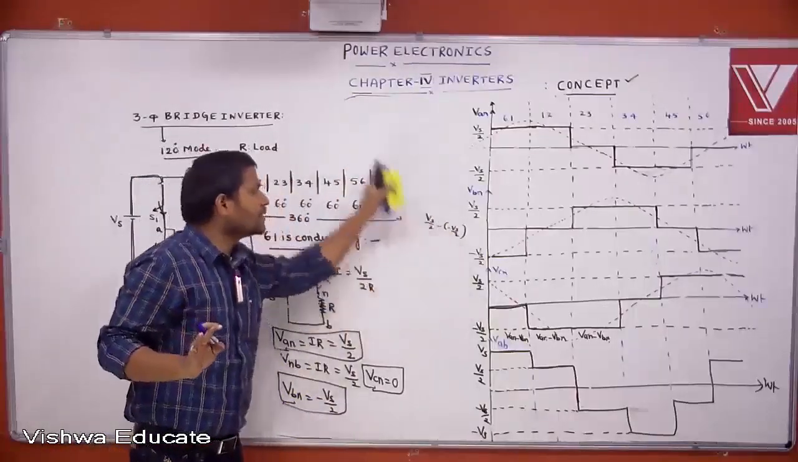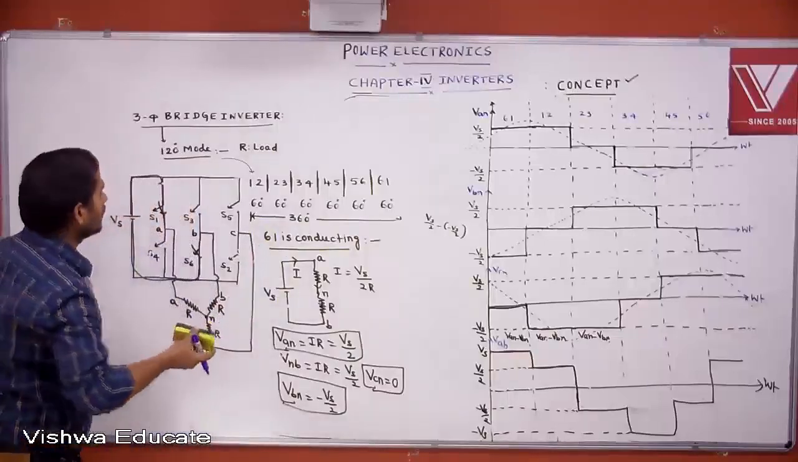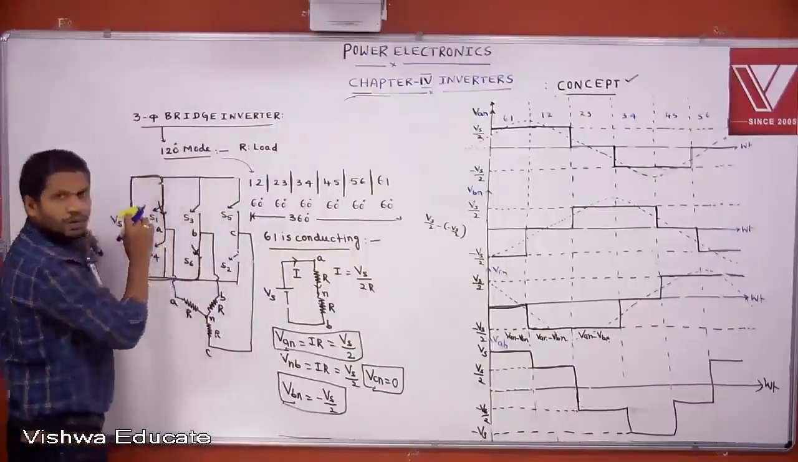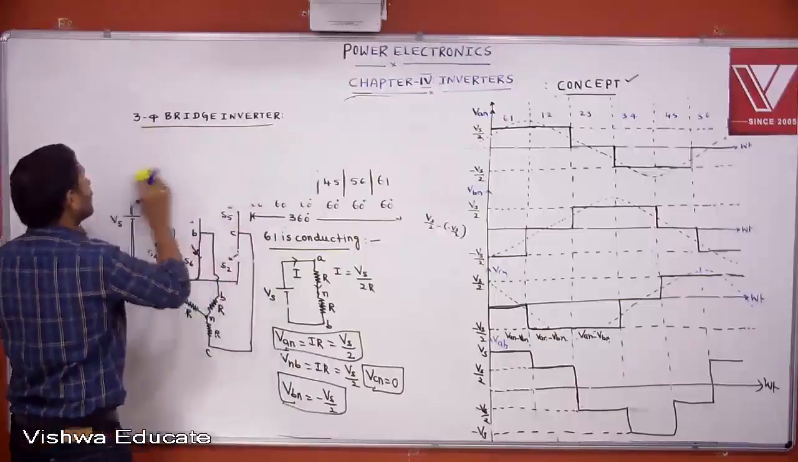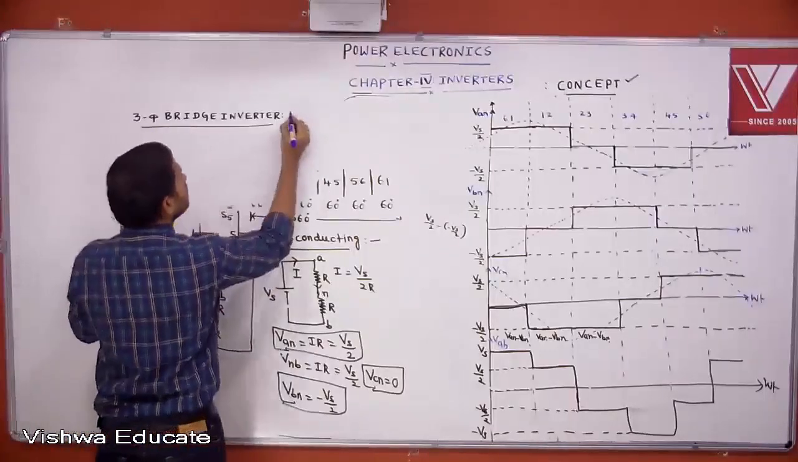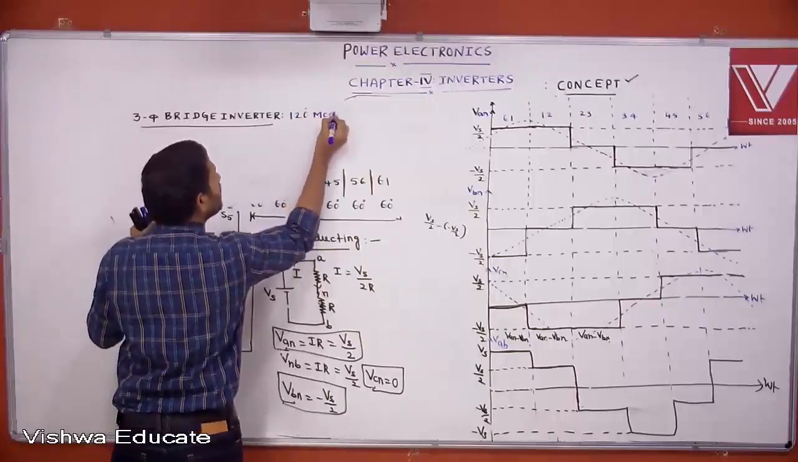Now based on this, we want to list out some points. Those points are important from a competitive exam point of view. Now we'll see what the important points are. This is the 120 degree mode. We list out the points based on the 120 degree mode.